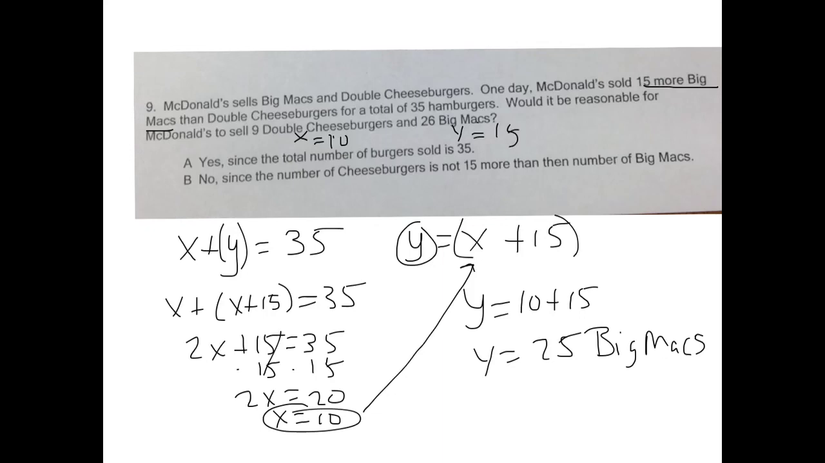Okay. Then it asks us, is this reasonable? Yes, since the number is 35. 9 and 26 does make 35, but the correct answer here is B. The number of cheeseburgers is not 15 more than Big Macs. So this is the correct answer. It is no. That's not a reasonable solution, because the difference between 9 and 26 is 17 and not 15.